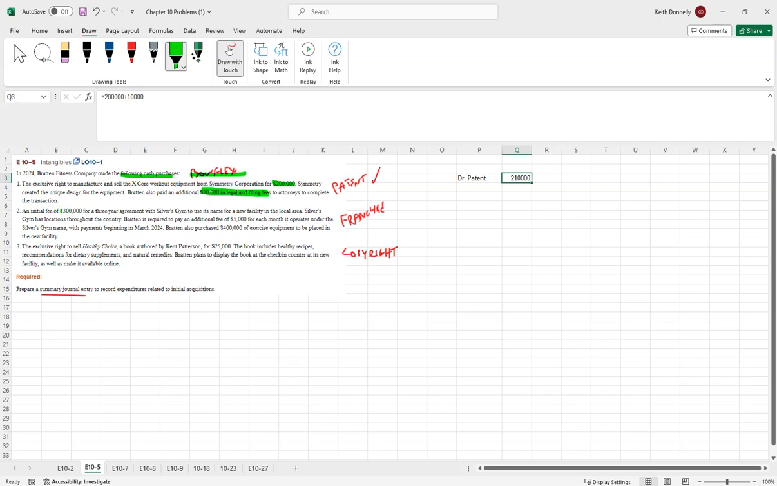We paid $300,000 for a 3-year agreement. That's great. It has locations throughout the country. And then we're going to have an additional fee of $5,000 for each month. It operates under the gym name with payments beginning in 2024. And then it also looks like we bought some equipment, right? Some exercise equipment. So let me put that equipment over here as well.